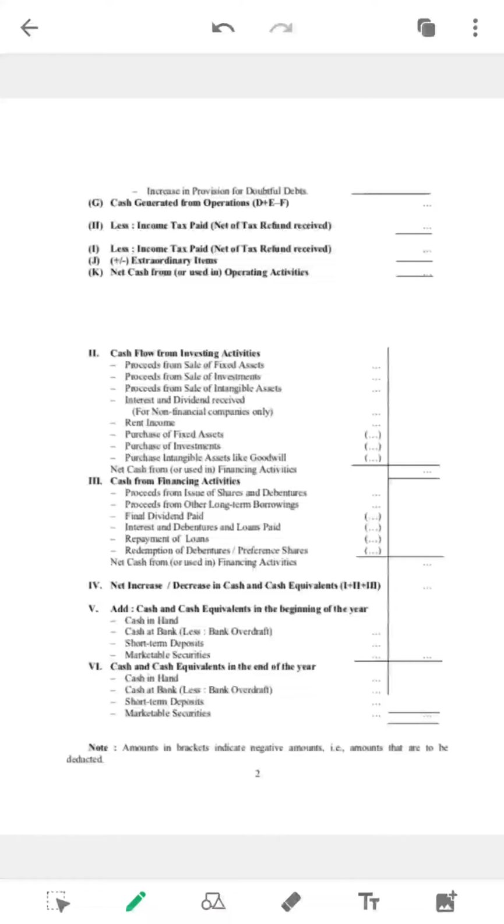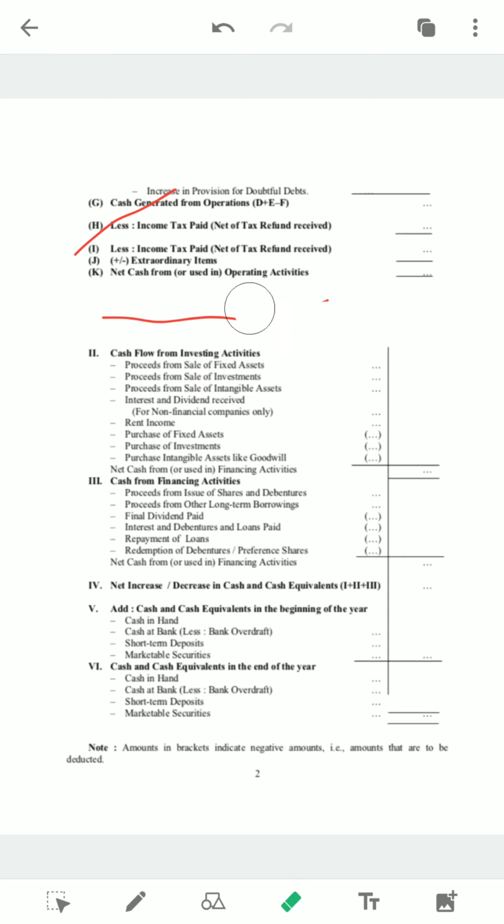Okay, let's start off with cash flow from investing activities. I've told you earlier that if there is income tax paid, it will be deducted and you will get the net cash from or used in operating activities. In this video I will tell you about cash flow from investing activities and cash flow from financing activities.